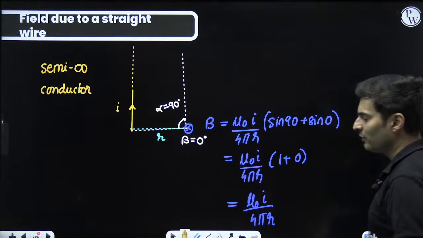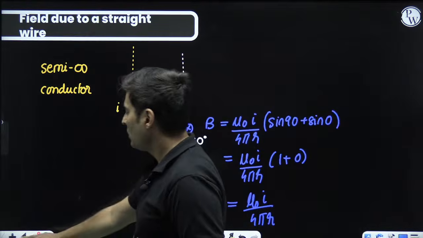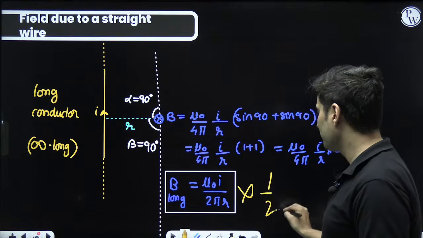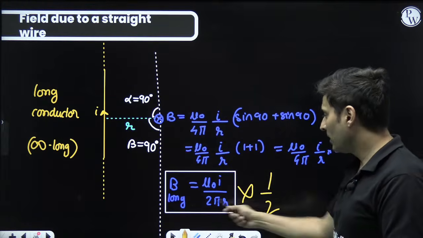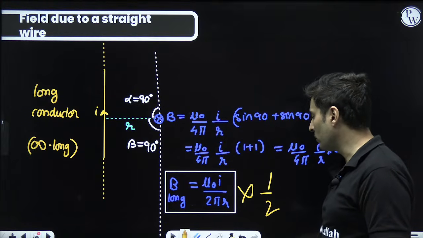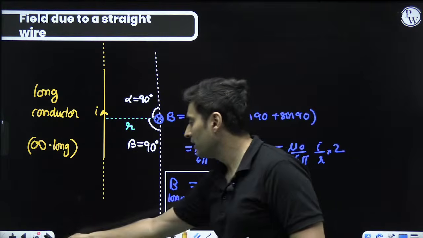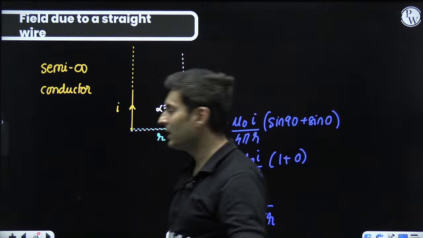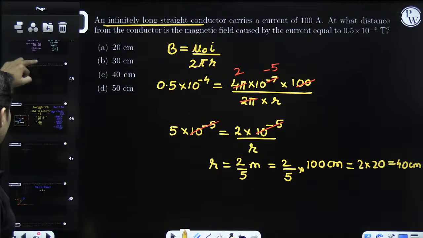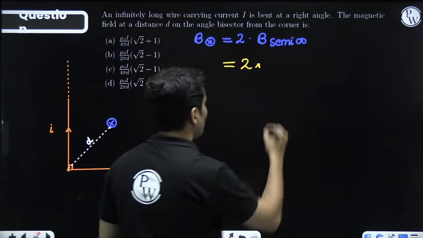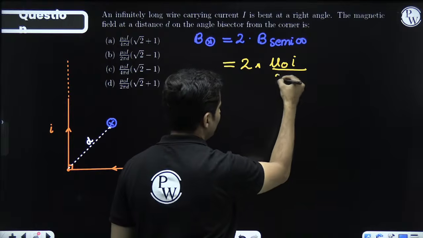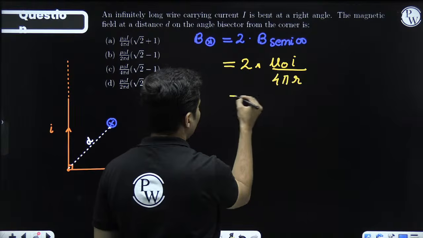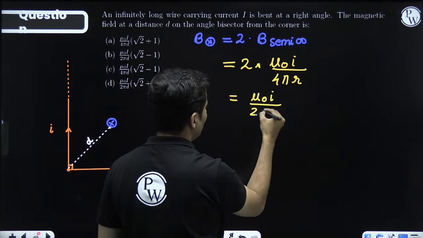It was mu naught I by 4 pi r. Think of it like this. Whatever contribution you got due to an infinitely long wire, if you multiply it by half, that's it. It will be semi-infinite. So instead of 2, it will become 4 because 2 2s are 4. So that's exactly what you get for a semi-infinite wire. It will be half of the infinitely long wire. So you can easily say it will be 2 into mu naught multiplied by current divided by 4 pi r. Great. So this will become mu naught current by 2 pi r.